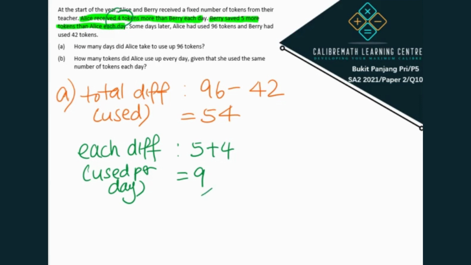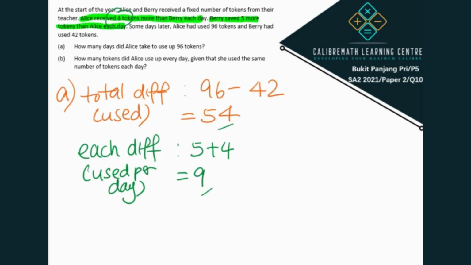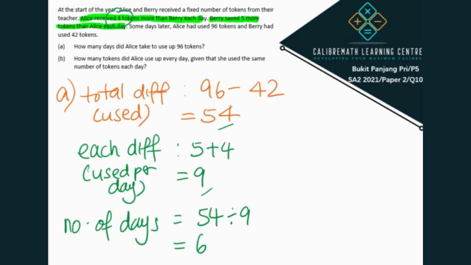Okay, coming back to this, since we know that the each difference in the number of tokens used per day is 9, that would mean that if it's 2 days later, the difference will become 9 times 2, which is 18. And 3 days later, the difference will become 9 times 3, which is 27. We're trying to find out how many days does it take for that total difference to become 54. So simply just use 54 to divide by 9. And that will give you the number of days that it took for Alice to use 96 tokens and for Barry to use 42 tokens.